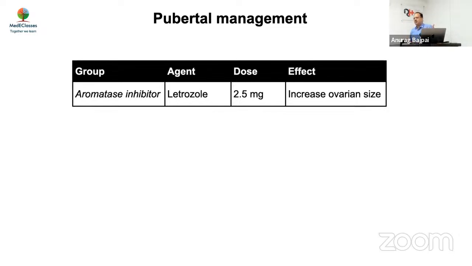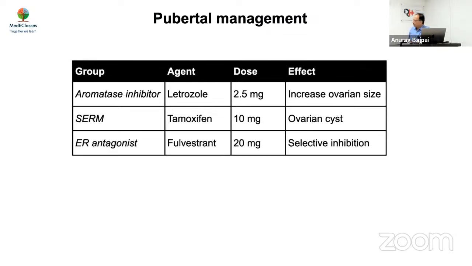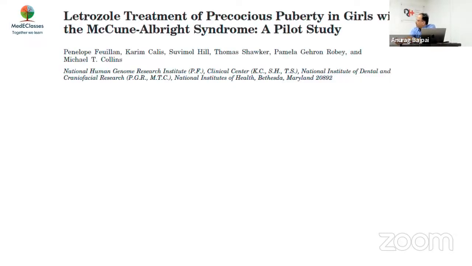And that is why in the case, we shifted from letrozole to tamoxifen. We prefer tamoxifen, but there is a chance of developing ovarian cysts that may become bigger, so you have to monitor that size. And of course, the estrogen receptor antagonist, fulvestrant, has been shown, I'll show a study also, to have a much more potent effect. But you need to give an injection, it's a more expensive treatment, and that's why you need to be a bit careful in that regard.